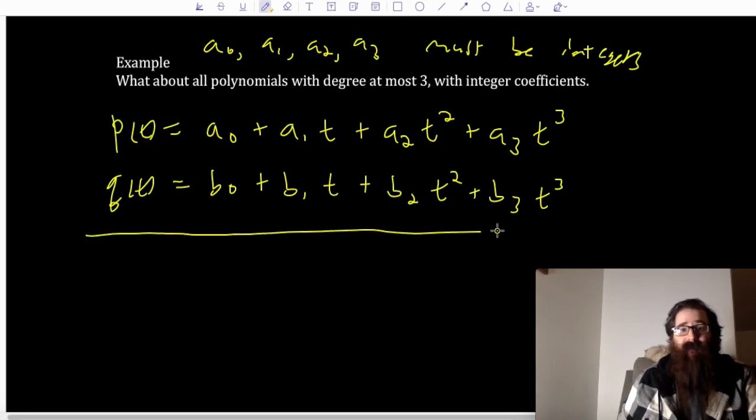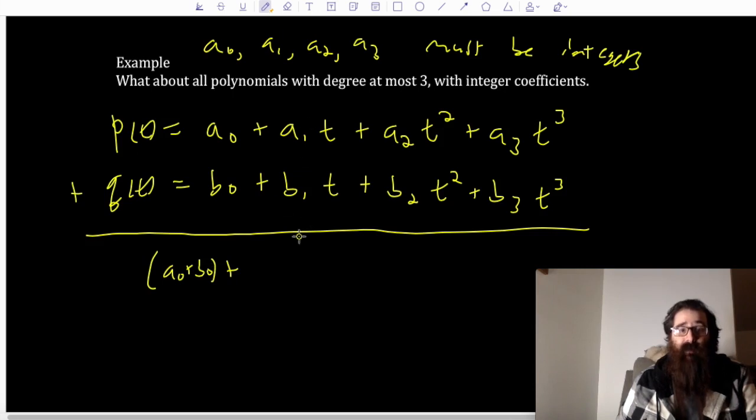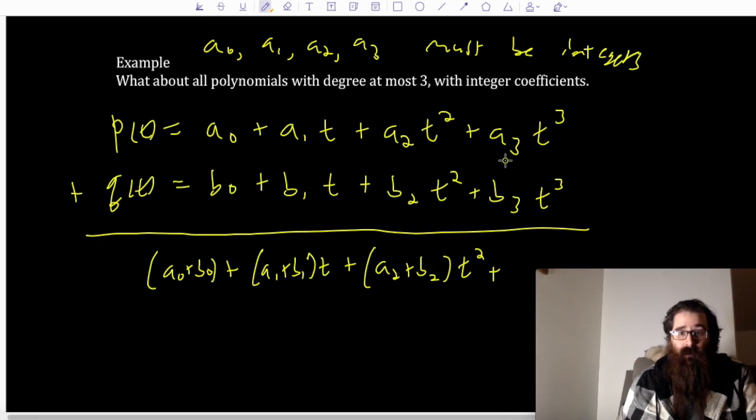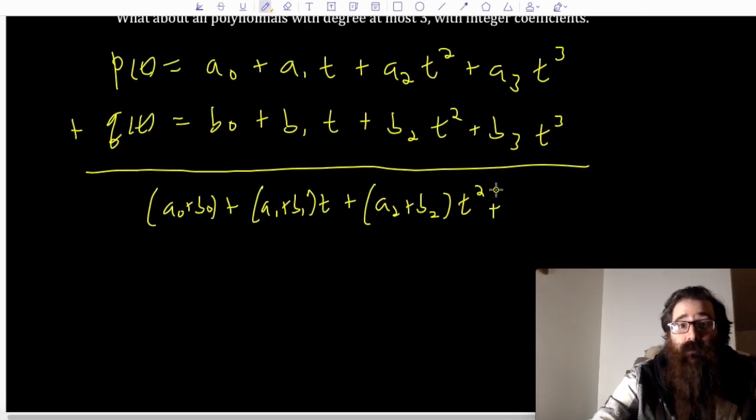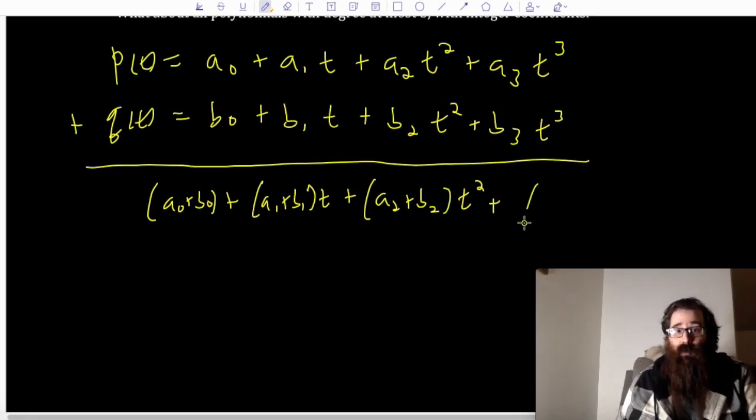And what if I add these elements together? Well, okay, so if I add my constants together, I'm going to get a sub 0 plus b sub 0. If I add my t terms together and collect, I'm going to have a sub 1 plus b sub 1 times t. If I add my t squared terms together and collect my coefficient, a sub 2 plus b sub 2 times t squared. And if I add my t cubed terms together and collect my coefficient, it's going to be a sub 3 plus b sub 3 times t cubed.